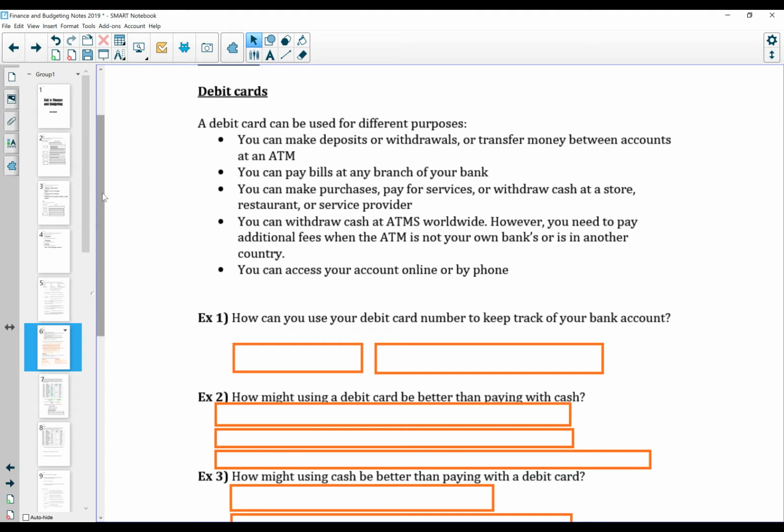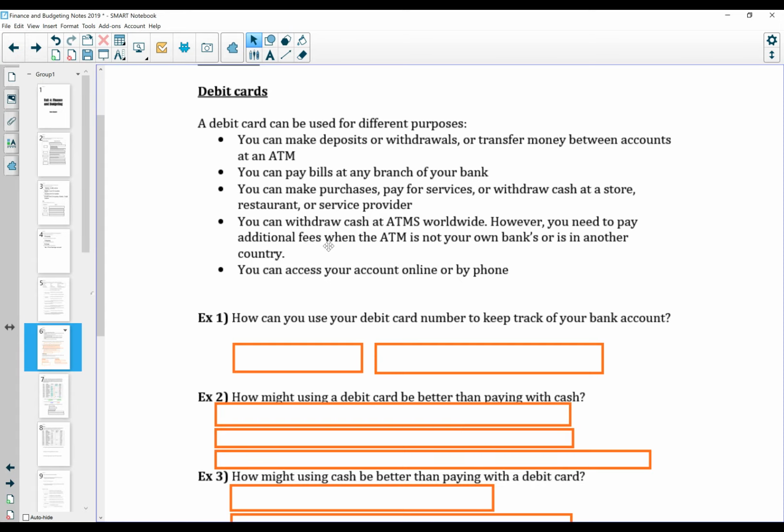You might have heard people getting cash back, like at Safeway, for instance. You can ask for cash back, and if you use your debit card, the teller will charge you for $40, say, and they will give you $40 cash. So you can get cash from a teller that way. You can withdraw cash at ATMs worldwide.